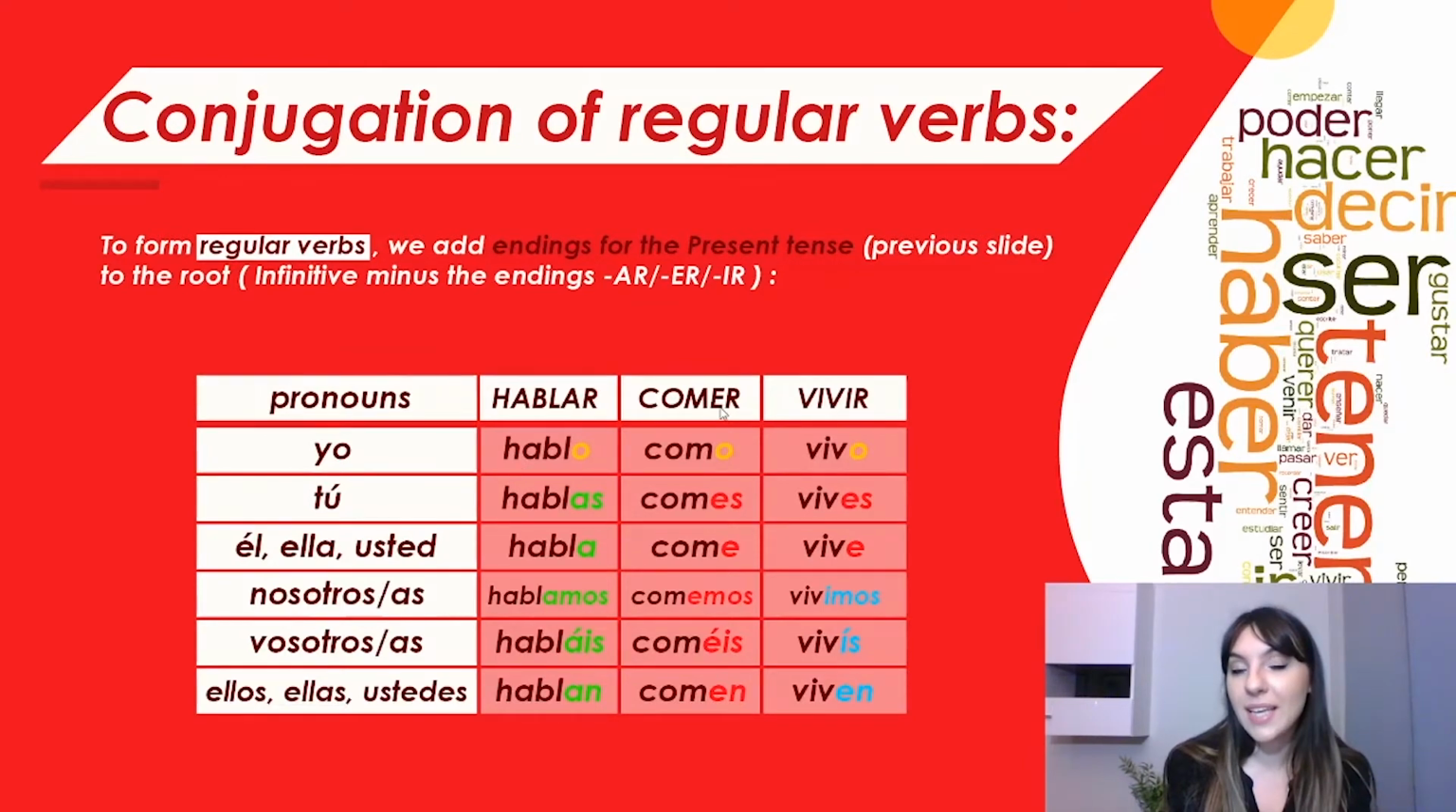For the verbs ending in er, we have the example, the verb comer. So again, you can change all the regular verbs ending in er like this one. So for the first person singular, it is como, the second person singular comes, third person singular come, first person plural comemos, second person plural coméis, third person plural comen.